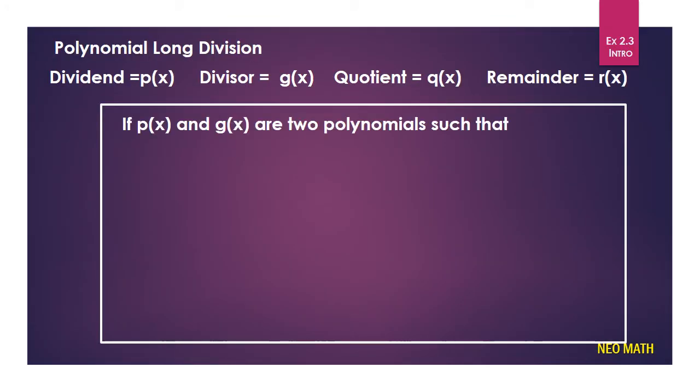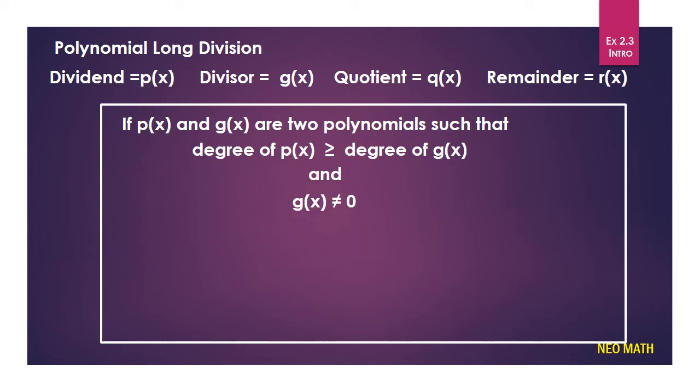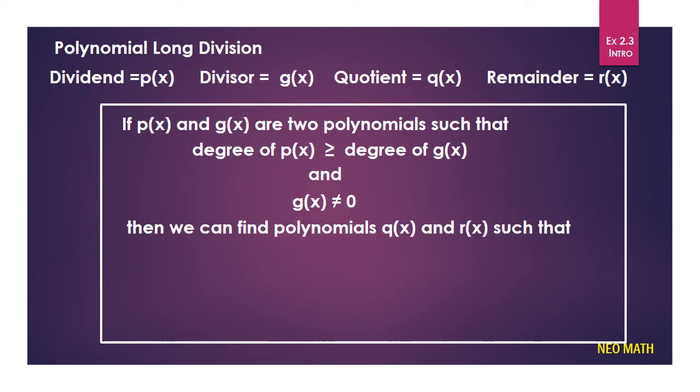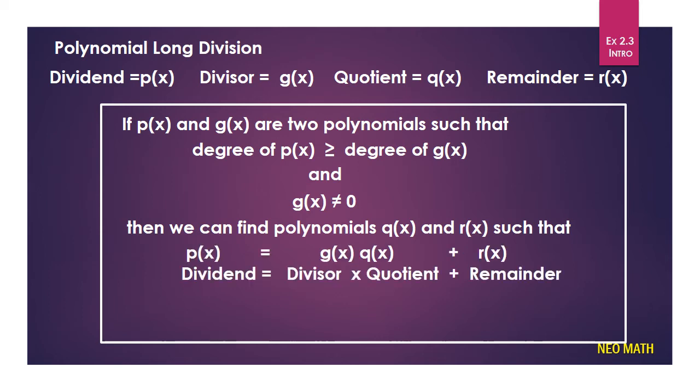If p of x and g of x are two polynomials, p of x being the dividend and g of x the divisor, such that the degree of p of x is greater than or equal to the degree of g of x, that is the degree of the dividend is greater than or equal to the degree of the divisor g of x, and g of x is not equal to 0, that is the divisor is not equal to 0, then we can find polynomials q of x and r of x. q of x is the quotient and r of x is the remainder, such that p of x is equal to g of x into q of x plus r of x.